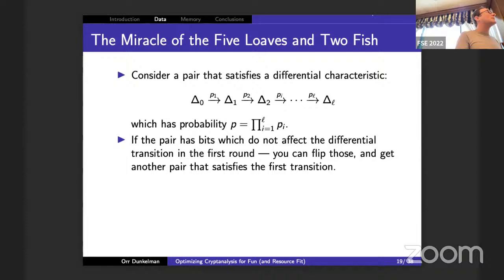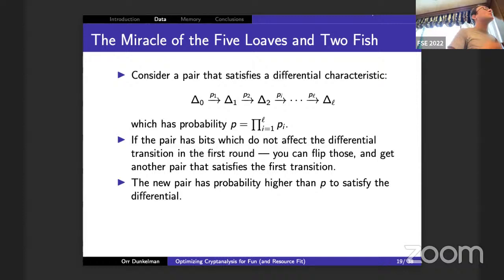So this, for example, can be used to increase your signal-to-noise ratio. Because if this is a right pair, I can transform it into many other right pairs at very low cost. And of course, the probability is higher, so I can use it to do other attacks.